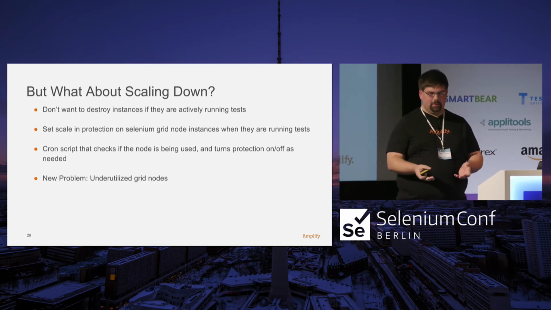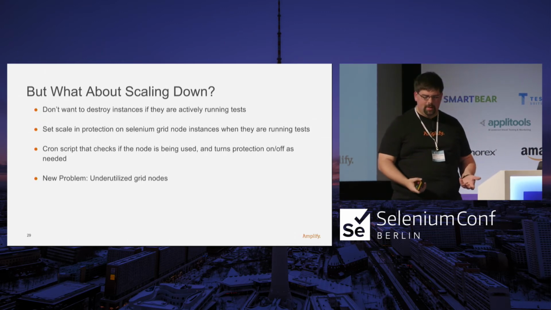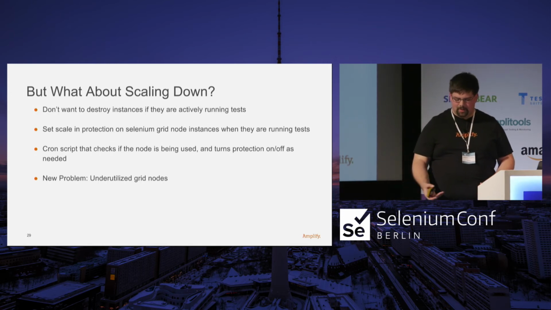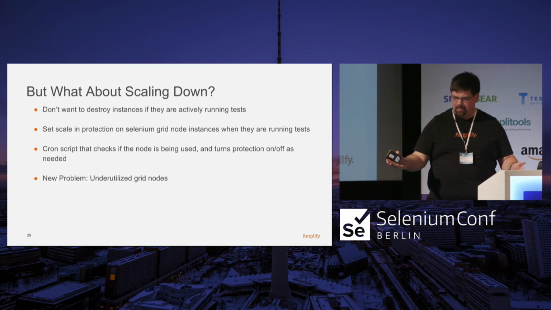What we do is we have a little cron script that runs every minute. It checks on the Selenium grid node: is this node actually running tests? Is this thing being used? If it is, it turns on protection. If it's no longer being used, it turns off protection, and bam, it goes away.